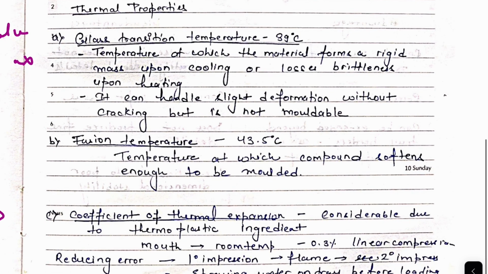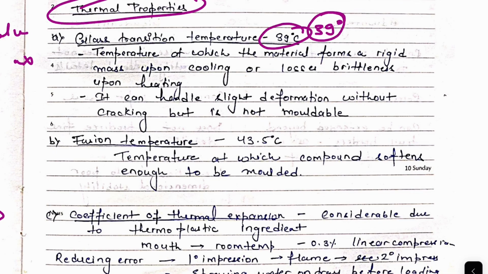Okay, talking about the thermal properties. So we have a glass transition temperature of 39 degrees. Now what is the glass transition temperature? So if I cool it from 39 degrees any further, it will fracture. Okay, it will not fracture, but it will lose its brittleness. Right. So basically, this is a transition temperature.